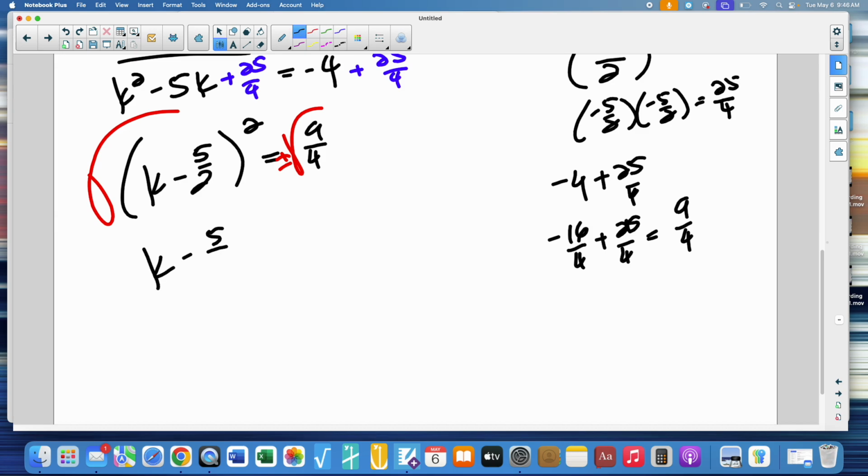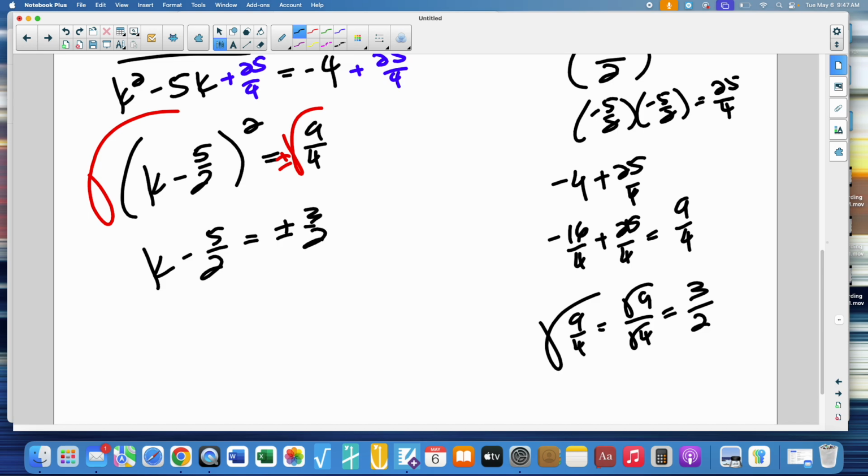K minus 5 over 2. Now we have the square root of 9 fourths. We know that when we multiply or divide radicals, we can separate them into their own houses. So we get 3 halves. So this is now going to become plus or minus 3 halves.